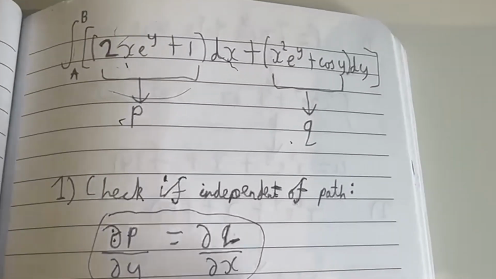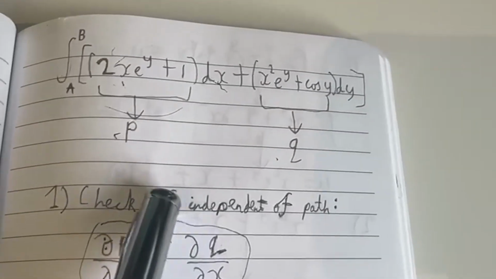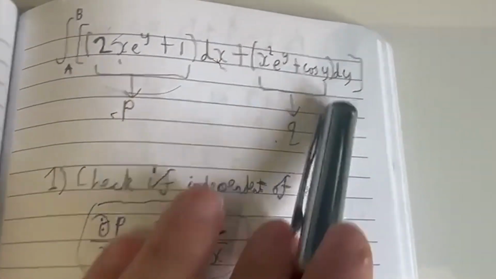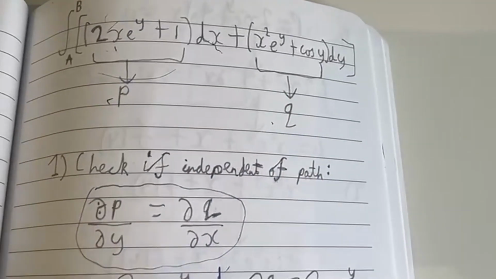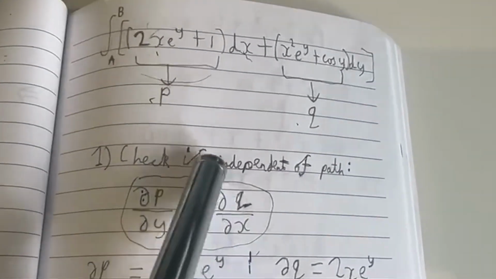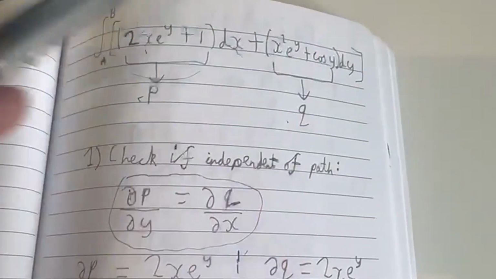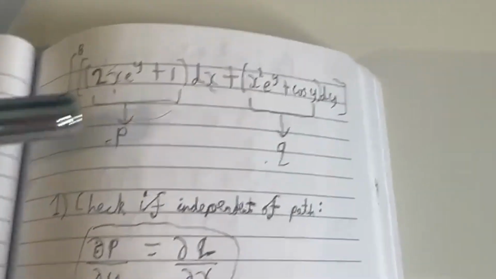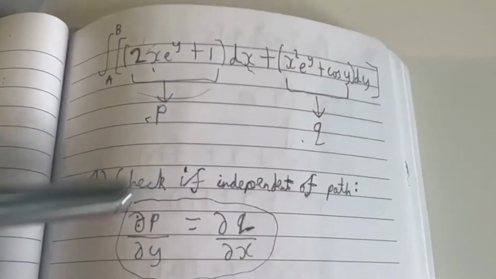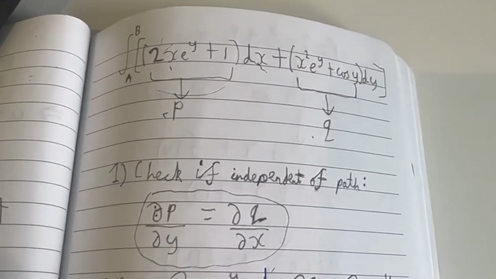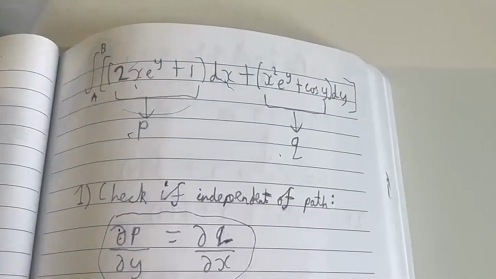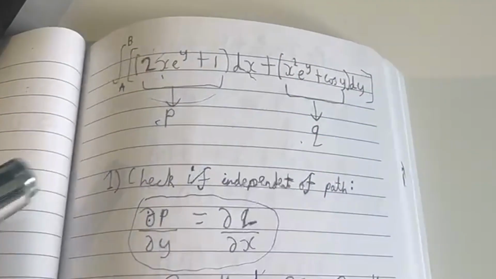So oftentimes when you have an integral with respect to both dx and dy, there's a way to simplify it down by checking if it's independent of path. This is where we split the two sections, dx and dy, into P and Q, and then take the partial derivative of P with respect to y, and the partial derivative of Q with respect to x, and see if they're the same.